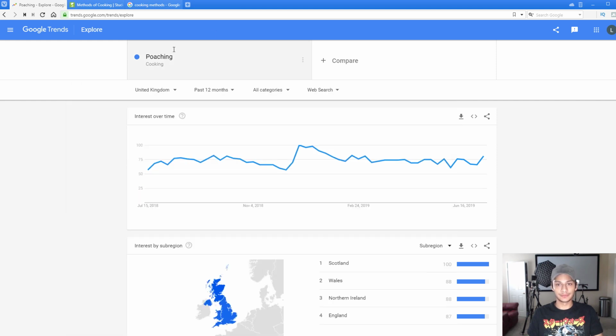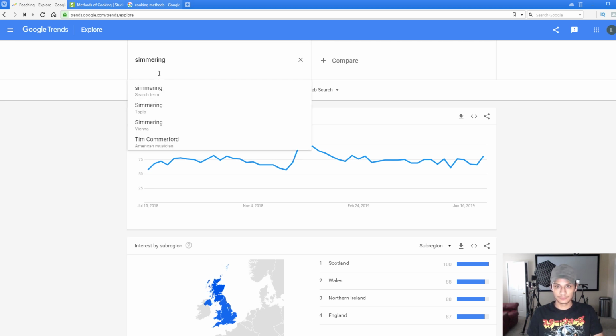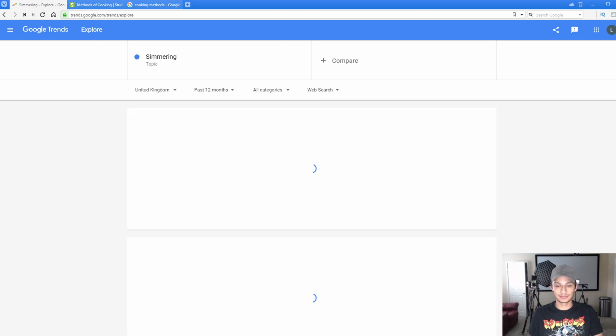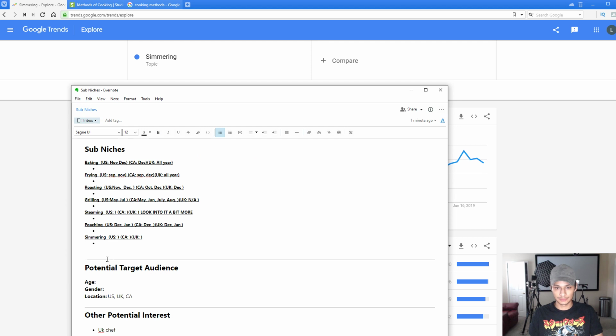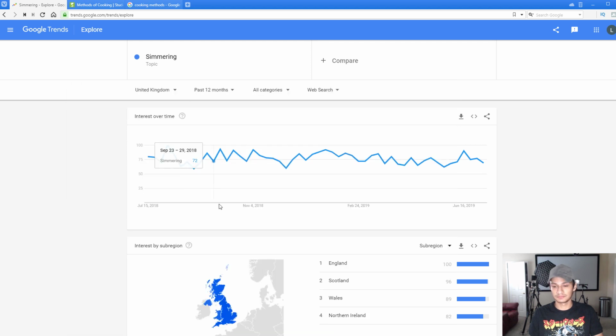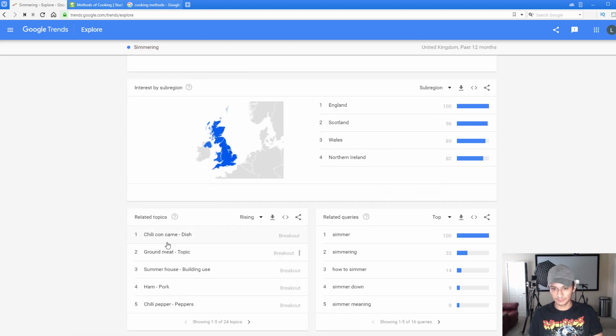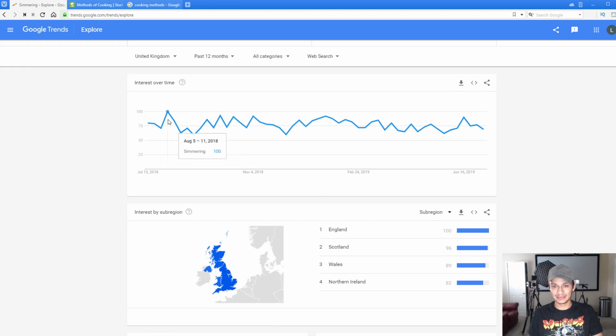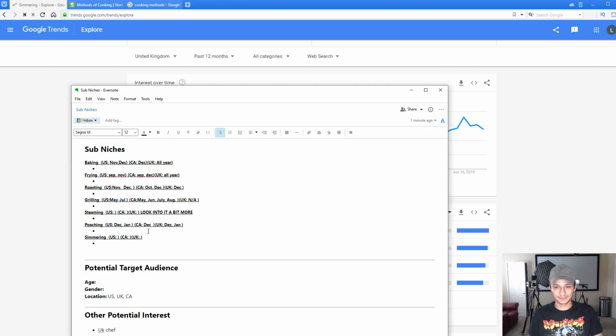Simmering. All right, let's move over to simmering. Vienna topic. Yeah, simmering. Chile con carne. Ham, okay. This one seems to be popular all year round, pretty much. So that's going to be all year.